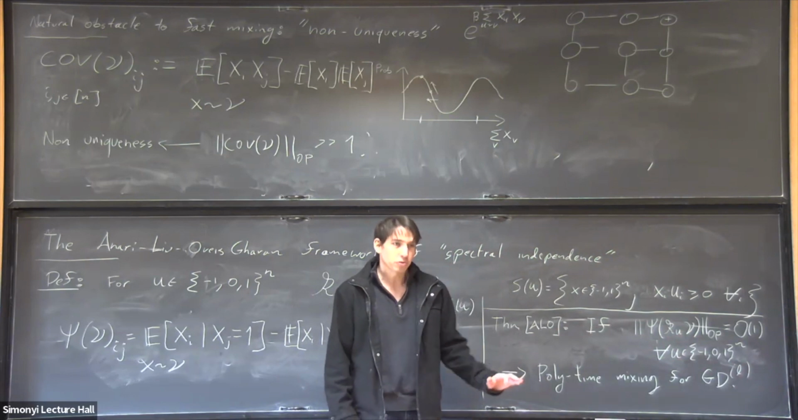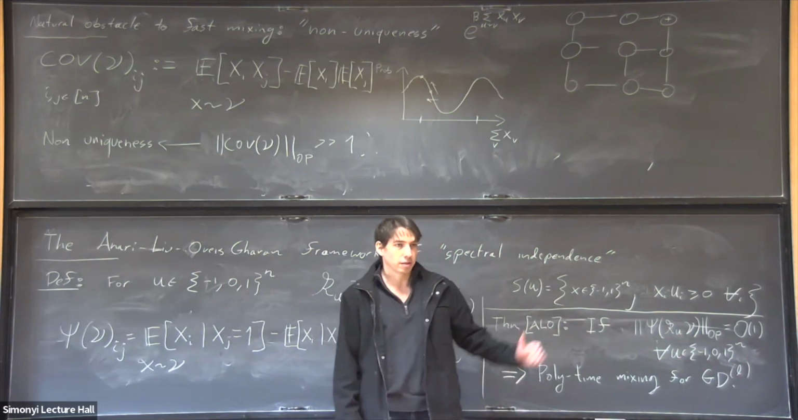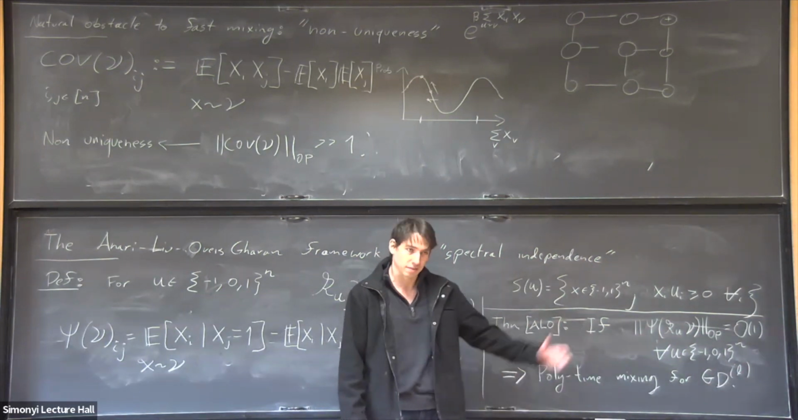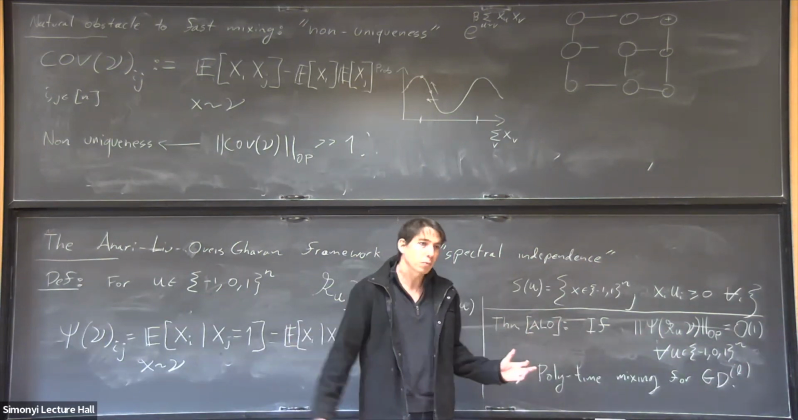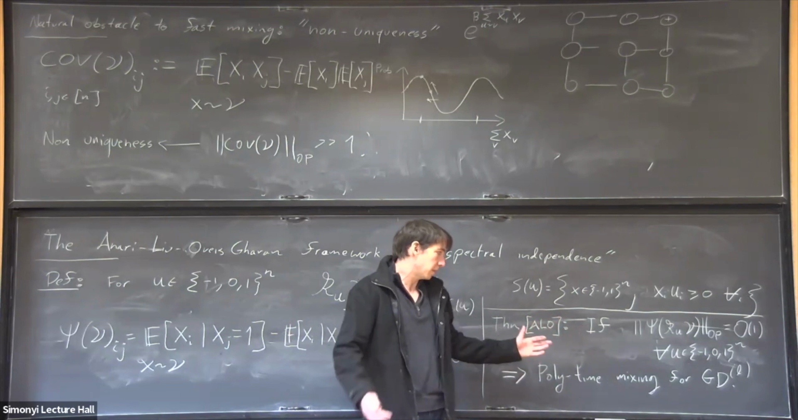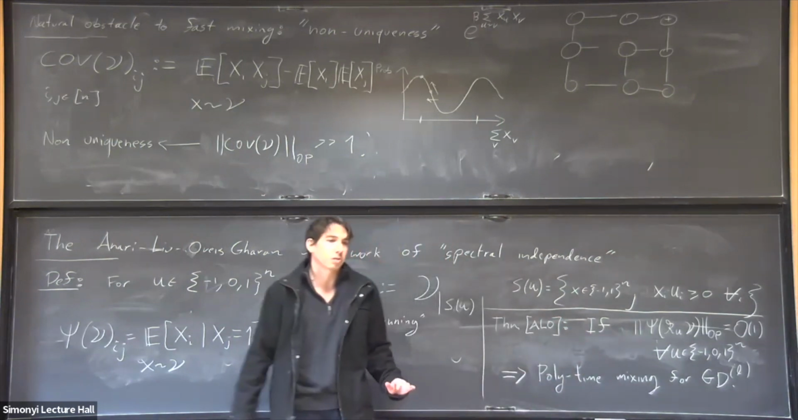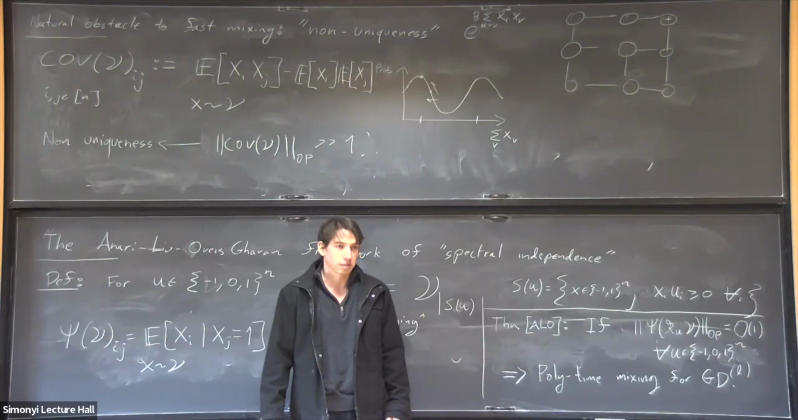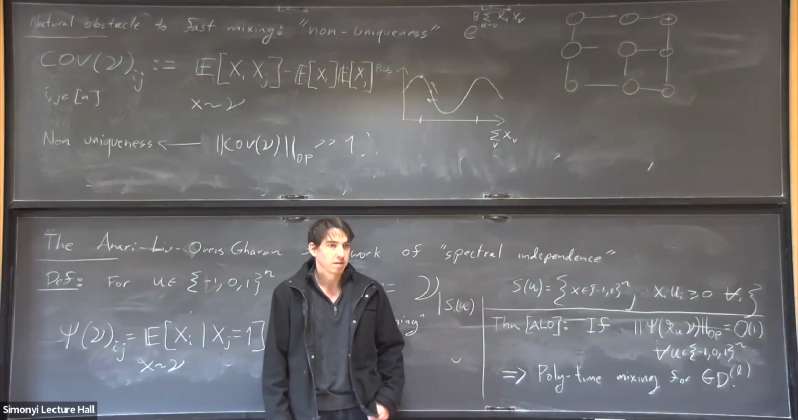We'll talk more about the hardcore model next week, but yes, they showed that. There are many works, but already this work gives that if you have a bounded degree, you can go up to the critical temperature and get polynomial time mixing.